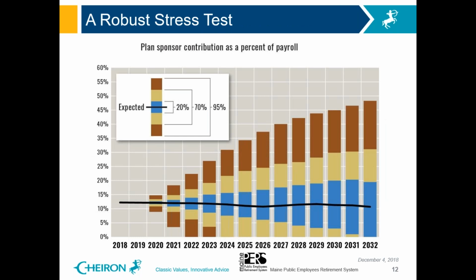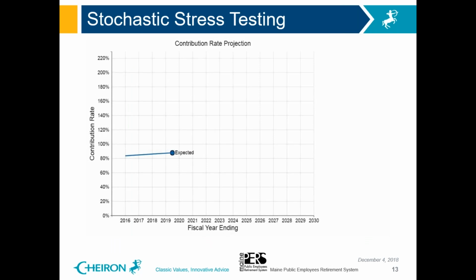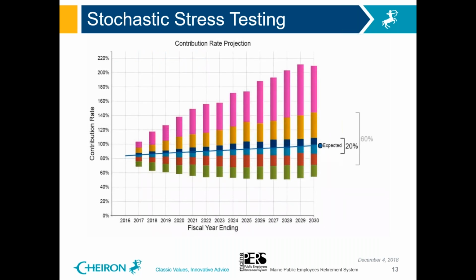A more robust stress test is what's called a stochastic or Monte Carlo simulation, where we do thousands of runs, and we come up with that line in the middle there, which is your expected, and then bands around that, the 20th, 70th, and 95th percentile results. I know investment consultants commonly use this technique on the investment side. So this is showing you how a stochastic test works. That line there is the expected, and then you start seeing spaghetti curves. And once you've done the thousands of runs, you get your bands and probabilities.